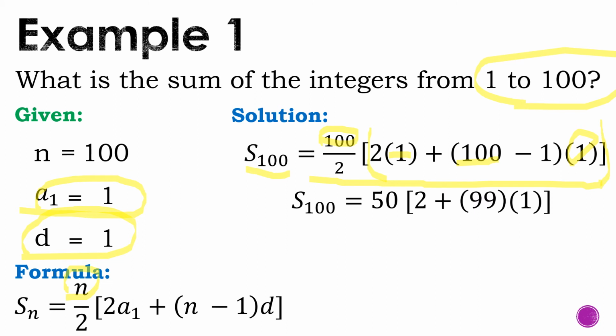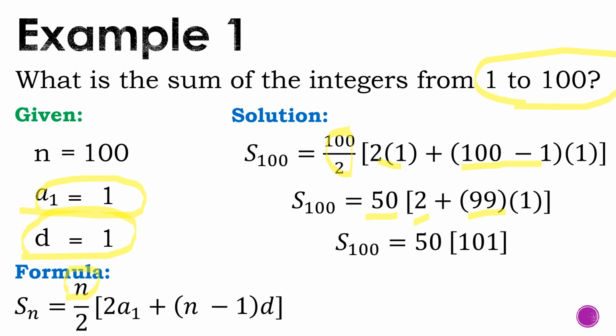So first, you follow the PEMDAS, parentheses. So here, let me erase this one first. Okay. Now, in the parentheses, let us solve first 100 minus 1, that is 99. Okay. And then 2 times 1 is 2. And then, in the outside of the parentheses, we have 100 divided by 2 is 50. Okay, so that's very easy.